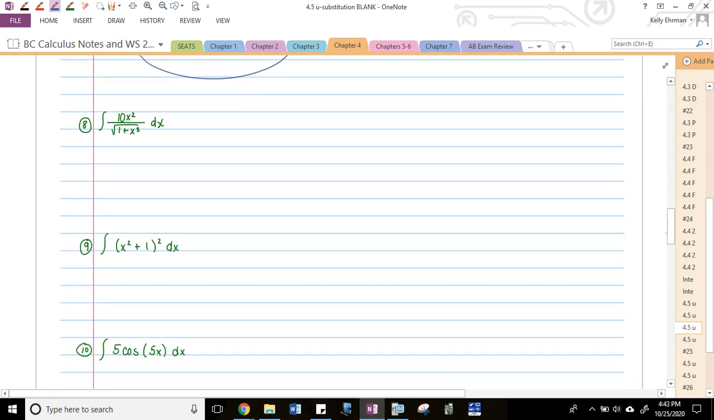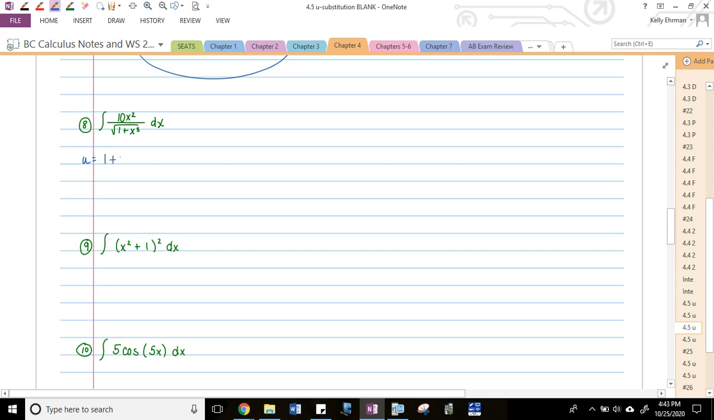Okay, number 8. Let's see. I have an x squared up here, and my u is going to have an x cubed, so that's a pretty good sign. So let's let u equal, and remember with quotients, you cannot take the integral of the top divided by the integral of the bottom, so you cannot separate this one out.